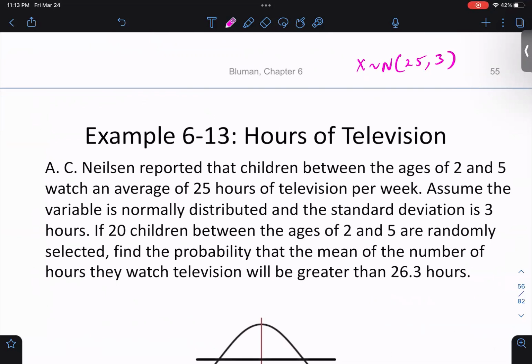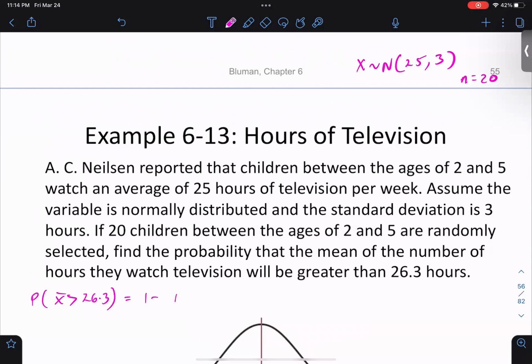If 20 children, now notice this, they give you a sample size. In the previous problems, they didn't give you that. They just said a person or something like that, but they didn't give you a sample size. So here you have a sample size, n equals 20. If 20 children between the ages of 2 and 5 are randomly selected, find the probability that the mean of the number of hours they watch television will be greater than, so they're asking you for the mean, 26.3 hours.